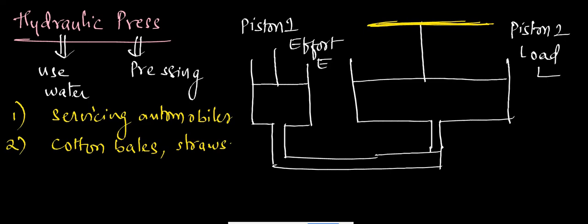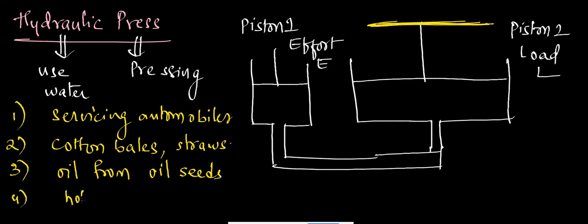Now tell me, repeat all the points. It is used for servicing automobiles, for pressing cotton bales and straws, and to get oil from oil seeds. And what else? To make holes in metal sheets.